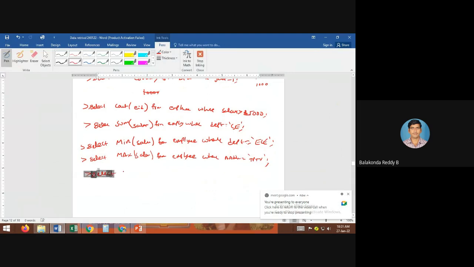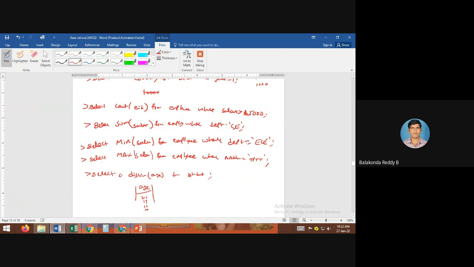See here, select distinct of age from student. What is the output of this query, guys? Select distinct of age from student. What is the output of this query? It will give how many different values in age groups. Yes, 25, 19, 18, 26, like this.